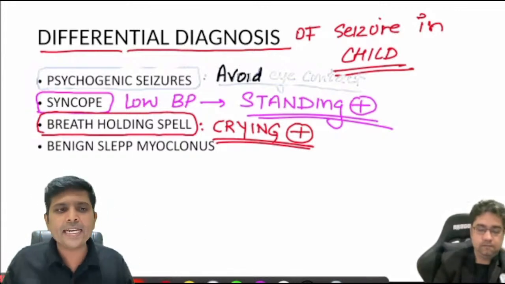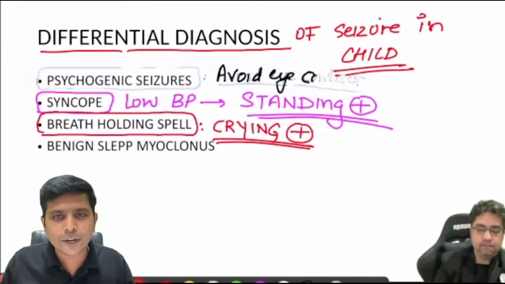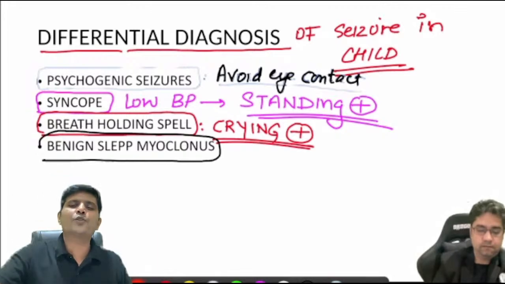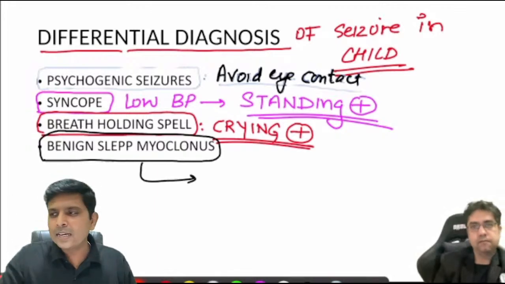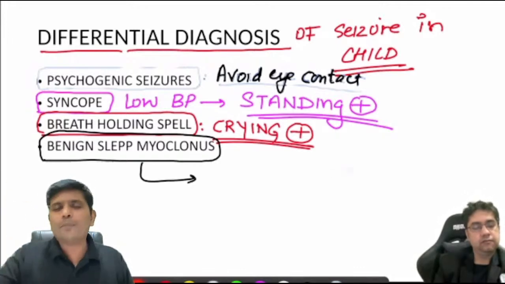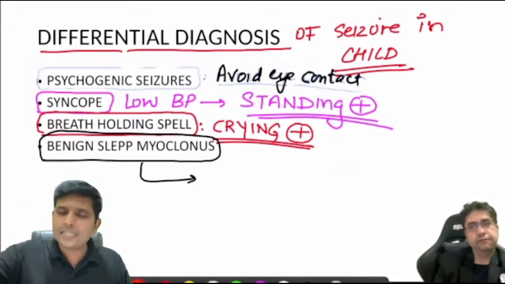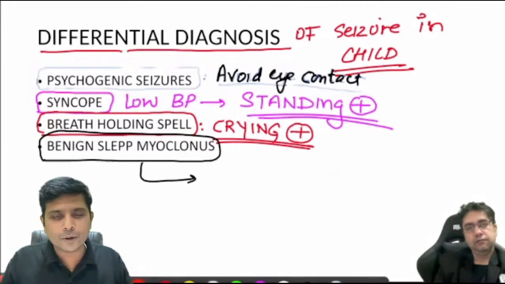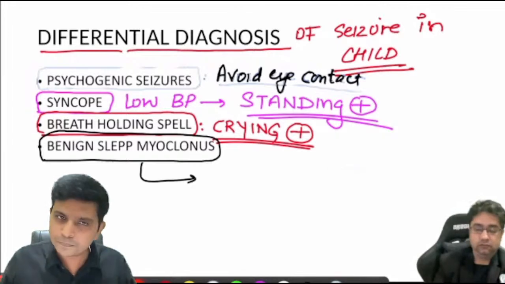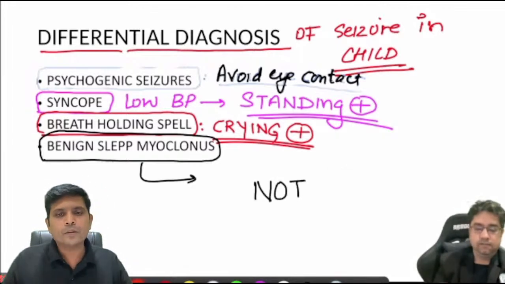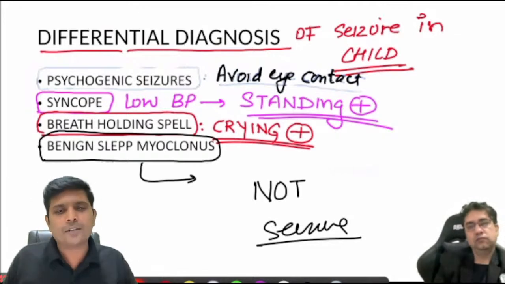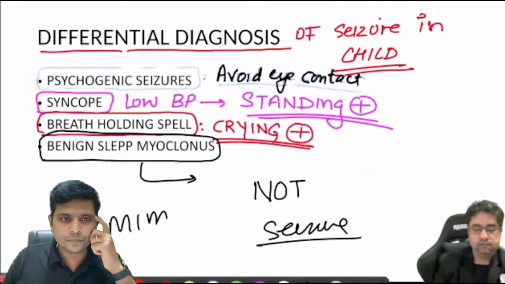And finally, what is called benign sleep myoclonus. You would have witnessed it in your siblings, your father, mother, or granny. Suddenly, one particular muscle will act for a moment of seconds and then it will disappear. This is called sleep myoclonus. These are all not seizure disorders. Next. Rule out these seizure mimics. I will call them seizure mimics. Next one.